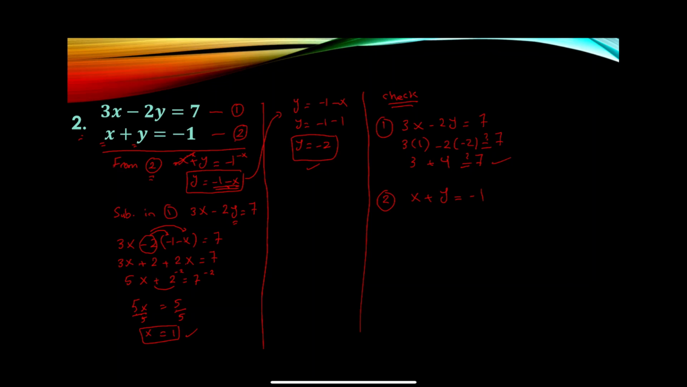For equation number 2, x plus y equals negative 1. Instead of x, I write 1. Instead of y, I write negative 2, so this is plus negative. Is it equal to negative 1? 1 plus and minus, if you multiply both signs, you will get negative. 1 minus 2 is negative 1, which is equal to negative 1. So the solution is true.